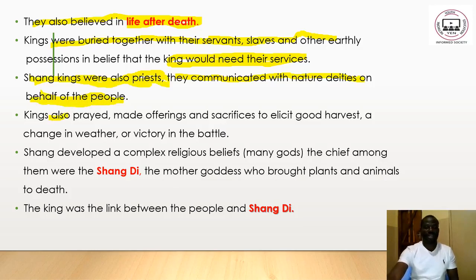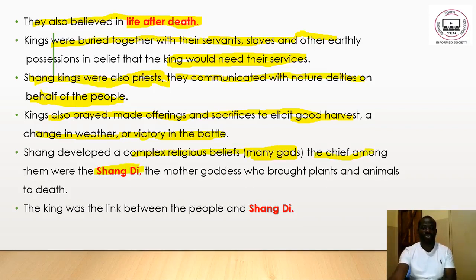Kings also prayed. They were also making offerings and sacrifices in order to induce a good harvest, a change in weather, or a victory in battle. So kings were leaders in matters of religion. The Shang developed complex religious beliefs, a belief in many gods, polytheism. The chief among them was the Shangdi.